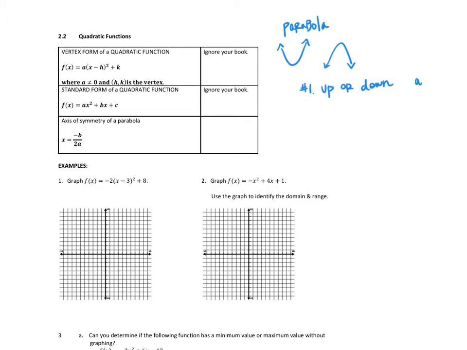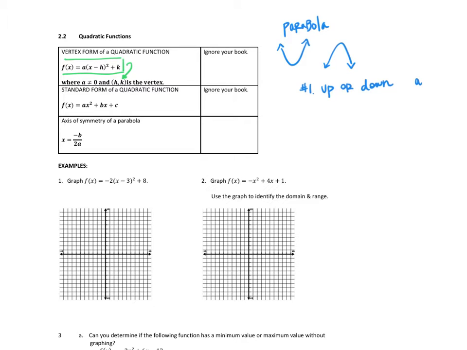So let's look at vertex form. I would ignore your book because every mathematician I know calls this the vertex form when you have A times the quantity x minus h squared plus k, because it gives you the vertex. Notice when it's in that form, hk will be your vertex, much like when we did the equation of a circle, hk was the center.